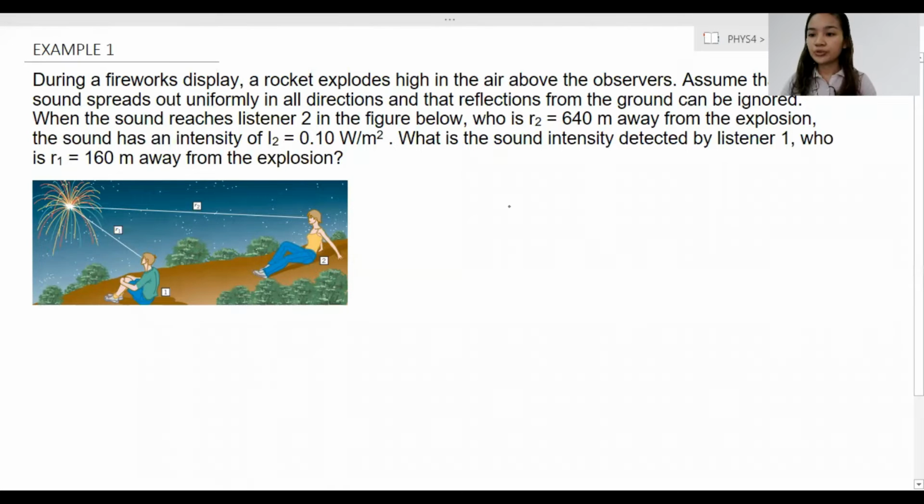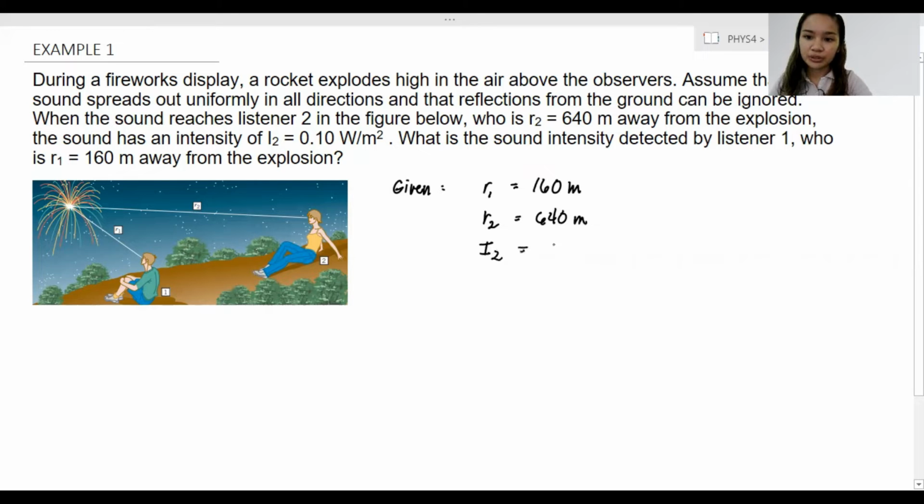What is the sound intensity detected by listener 1, who is R sub 1 equal to 160 meters away from the explosion? Okay, now for this problem, what we are going to do first is to write our given. So we have our R sub 1, that is 160 meters. R2, that is 640 meters. I sub 2, or our sound intensity for listener 2, that is 0.10 watts per meter squared. And we are going to look for our sound intensity that is detected by listener 1.